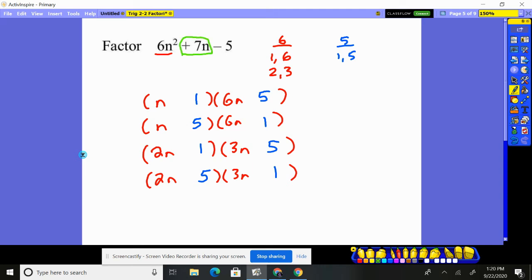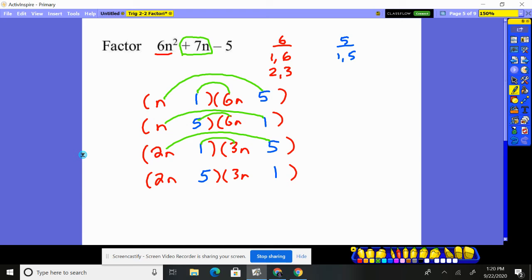Now, notice that if we look at this, this would give me 6n, and that gives me 5n. Can 6n and 5n have a difference of 7n? Now, they have a difference of 1. So there's no way that's working. Notice this. 5 and 6n is 30n and 1n. 30n minus 1n is never going to give you a 7n. 3n, 10n. 10 and 3. Wait, 10 and 3 have a difference of 7. I think this is our guy.